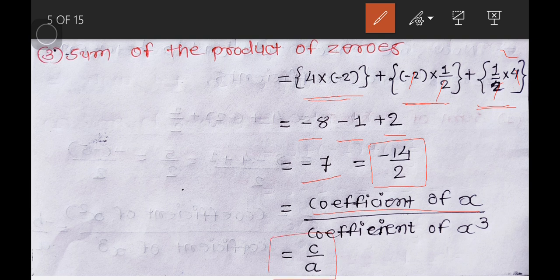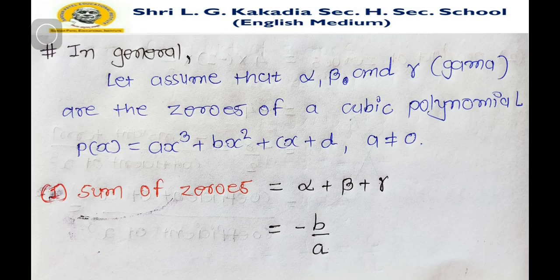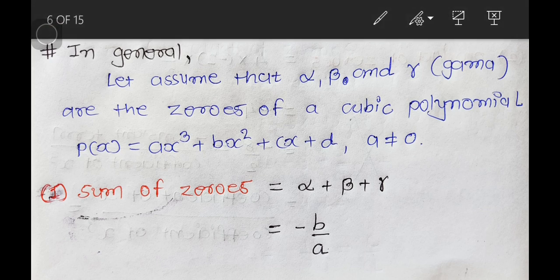So it is the third relationship between zeros and coefficients of a cubic polynomial. This one is the sum of the product of zeros, equal to the coefficient of x divided by the coefficient of x cube, that is c by a. C is the coefficient of x and a is the coefficient of x cube.